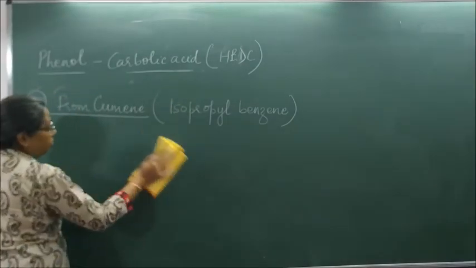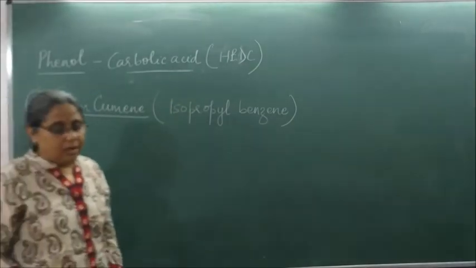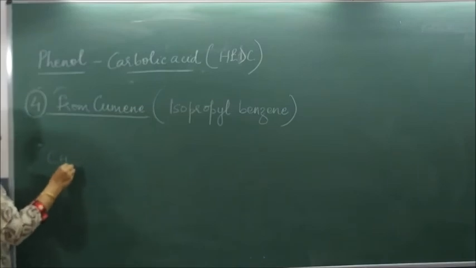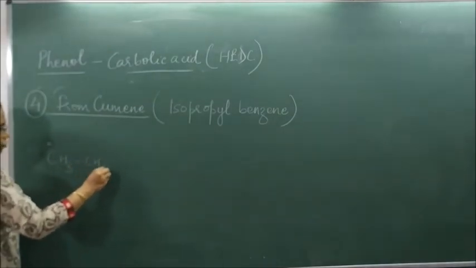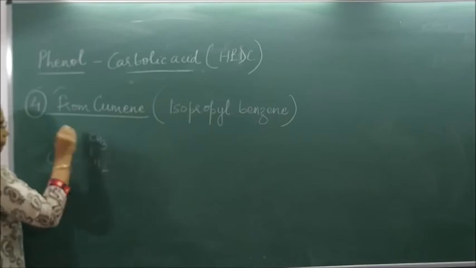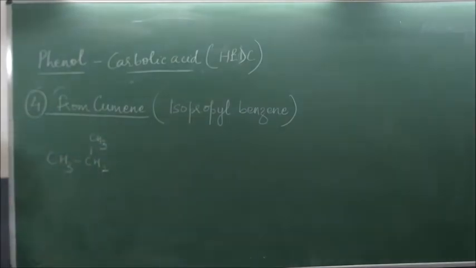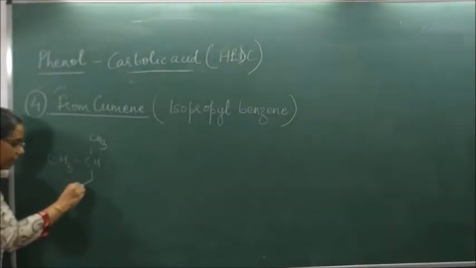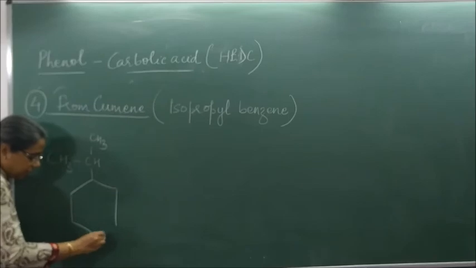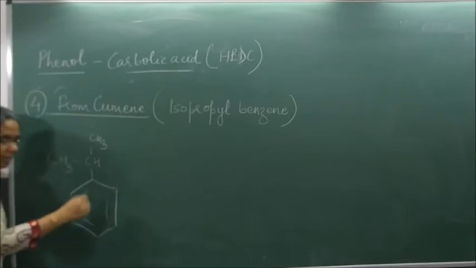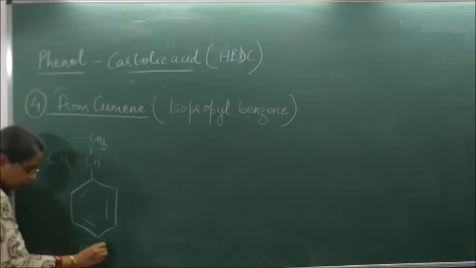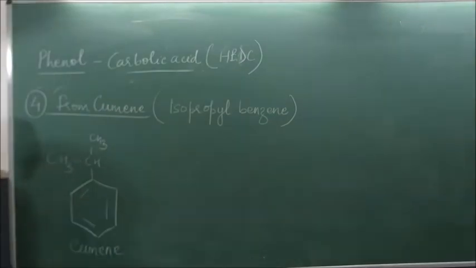That's all. So now isopropyl benzene. First let us understand the structure of isopropyl benzene. See, CH3, CH2, CH3 is what? Isopropane. Yes, remove one H, add one benzene. So this becomes what? Isopropyl benzene. This isopropyl benzene only is called as what? Cumene. Okay, now write.